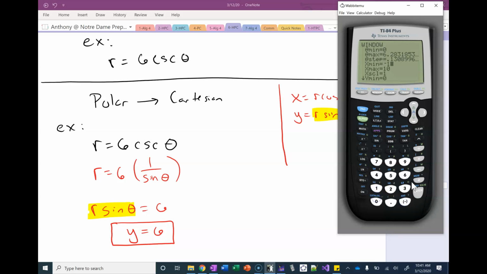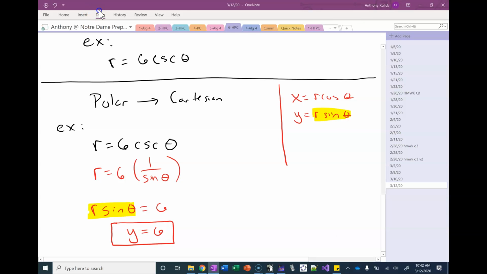2 pi. And then for my regular window, I'm just going to make the usual square window going -10 to +10 for the x's and y's. And then hit graph. And I get exactly what I'd expect, right? So that should confirm to us that we've done this correctly. Okay? Let's do another that's a little less trivial.